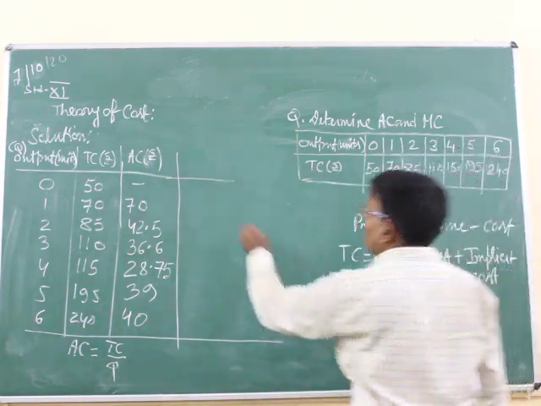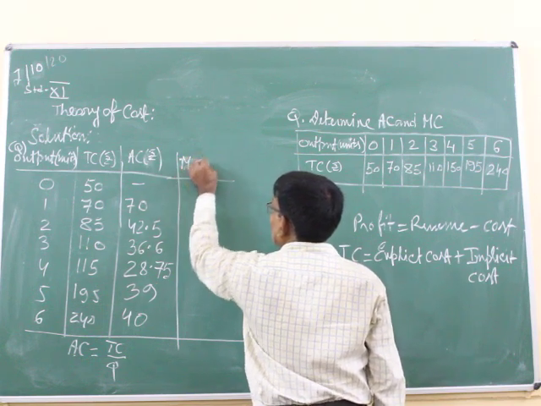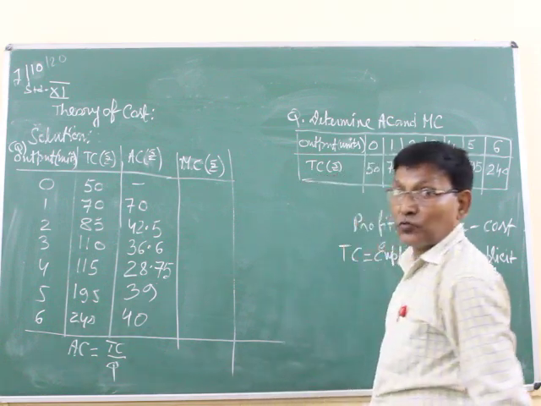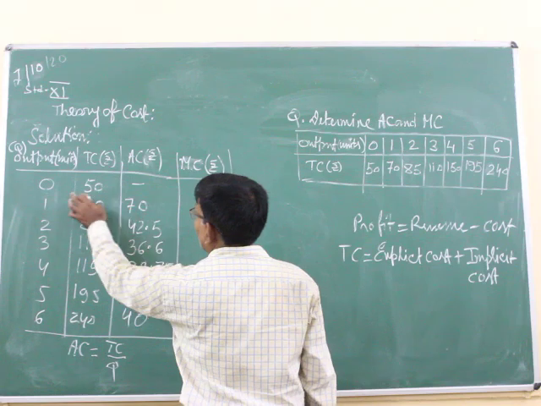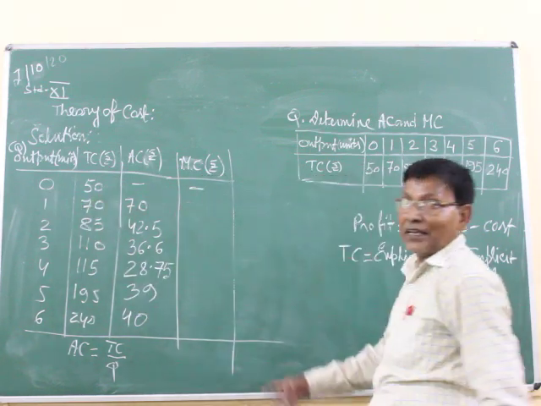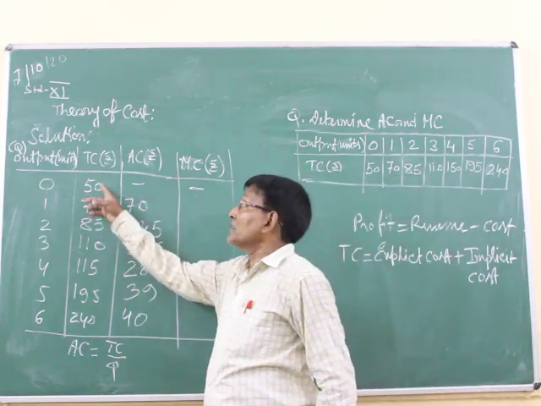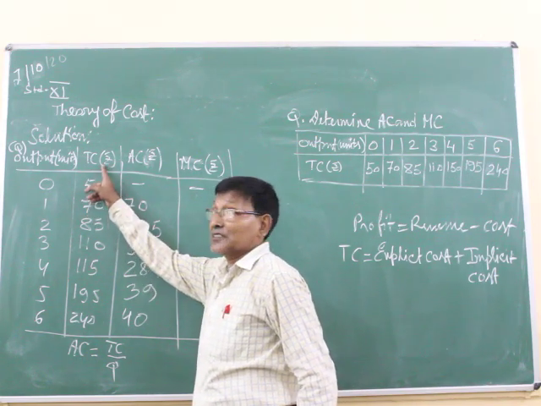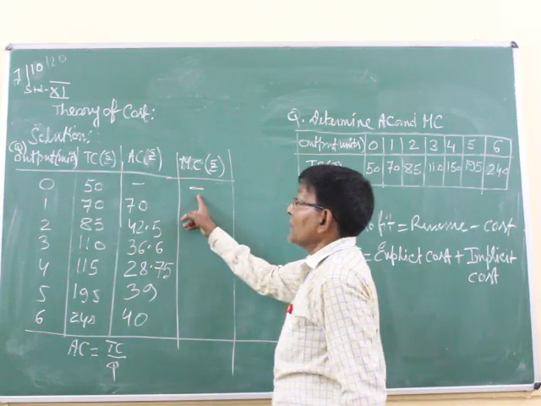And one more thing, we have to find out the value of marginal cost. It will also be denoted by rupees. The unit you have to put as rupees. Now, how to find out? At 0 unit of output, MC will be undefined. Why is MC undefined? Because before 50, nothing is there. We cannot find out the difference between this and this. That is why this value is undefined.